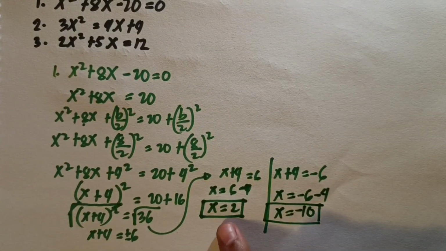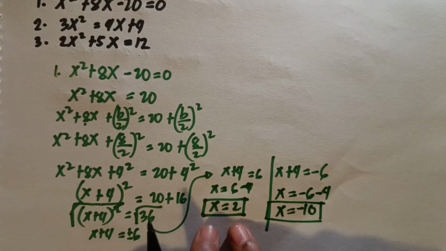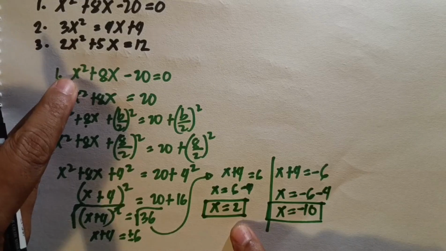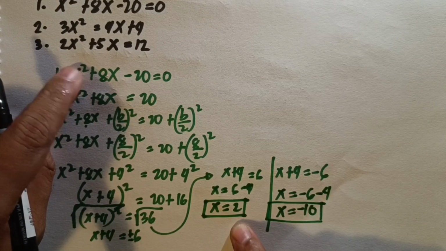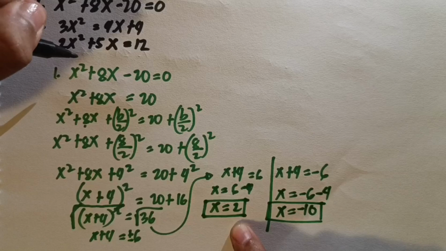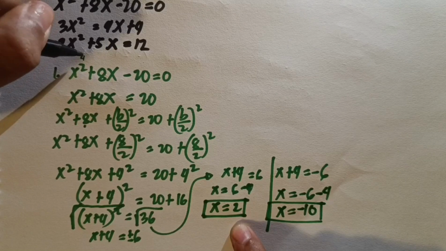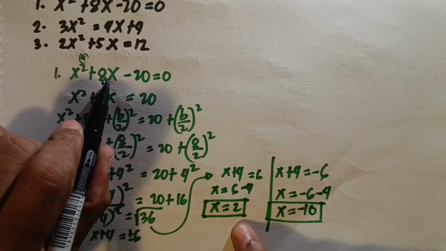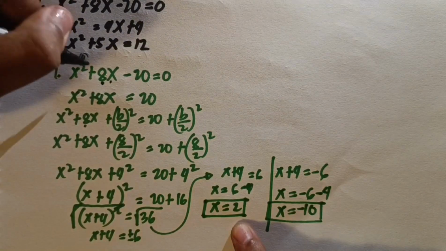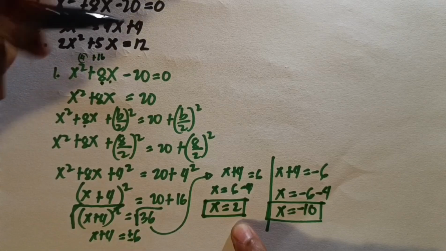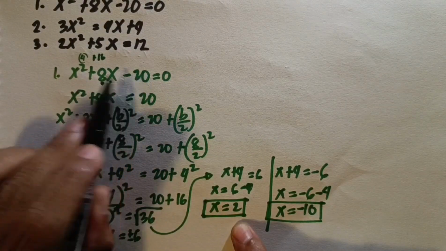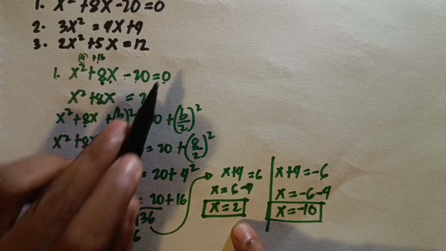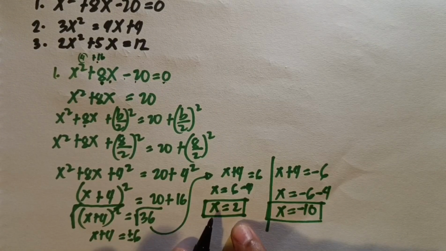So let us check if our answer is correct. So if x is 2, here it becomes 2 squared. 2 squared is 4. So 4 is here. Then 8 times 2 is 16. Plus 16. Minus 20. So 4 plus 16 is 20. Minus 20 is 0. So therefore, x equals 2 is a solution.